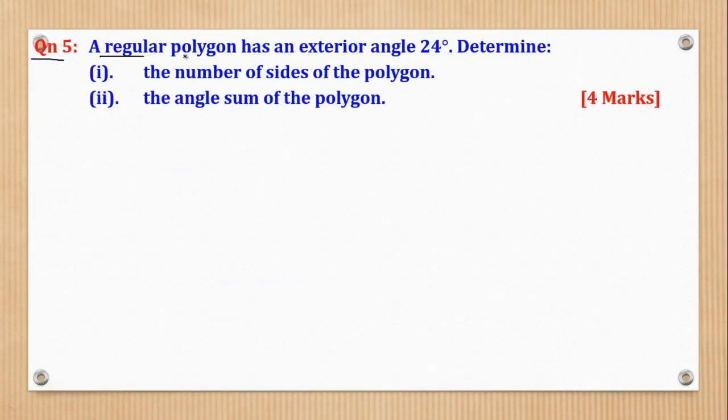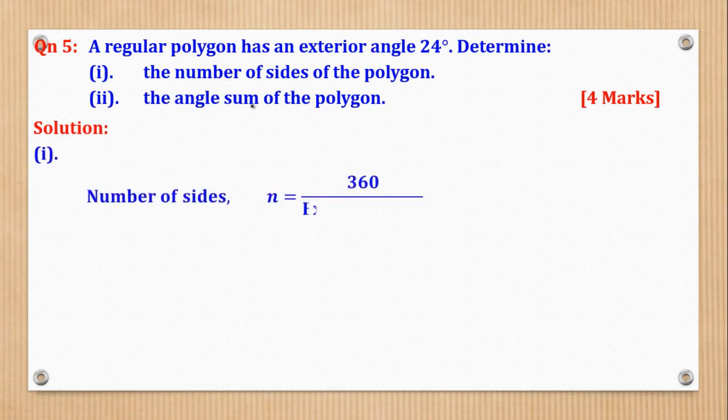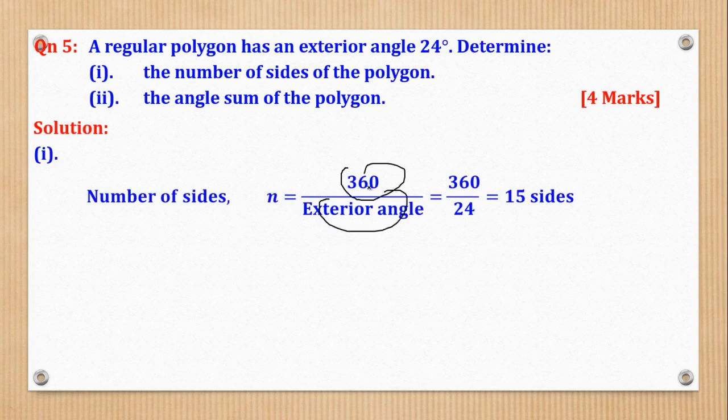Question 5 says, a regular polygon has an exterior angle of 24 degrees. Determine Roman 1, the number of sides of the polygon, and Roman 2, the angle sum of the polygon. So number of sides is equal to 360 divided by the exterior angle. So 360 is here and the exterior angle is 24. You'll come up with 15 sides. So it is a 15-sided polygon.